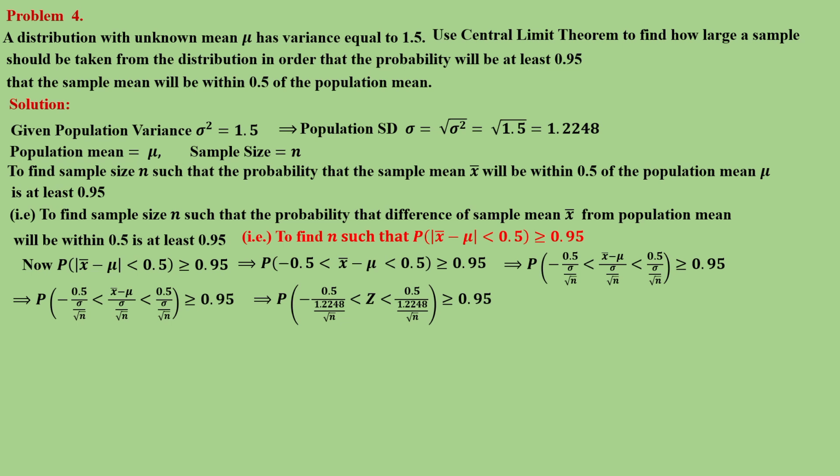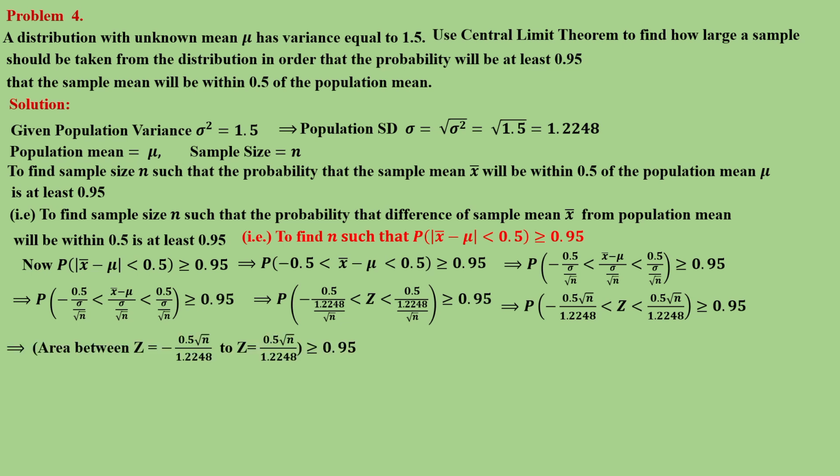So the value of sigma is 1.2248, n we don't know. So probability of minus 0.5 by 1.2248 by root 10 less than z less than 0.5 divided by 1.2248 by root 10 is greater than or equal to 0.95. The denominator is a reciprocal, so it will go to the numerator. So probability of minus 0.5 root 10 divided by 1.2248 less than z less than 0.5 root 10 divided by 1.2248, which is greater than or equal to 0.95.